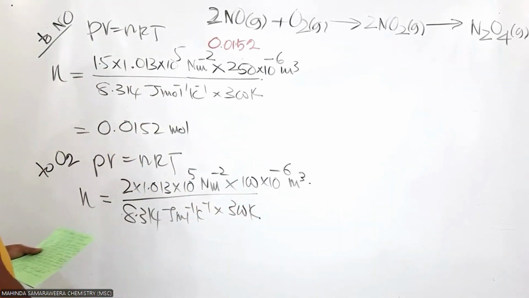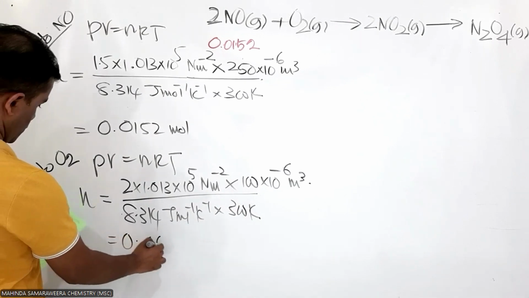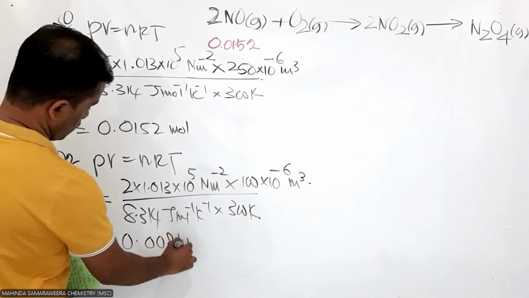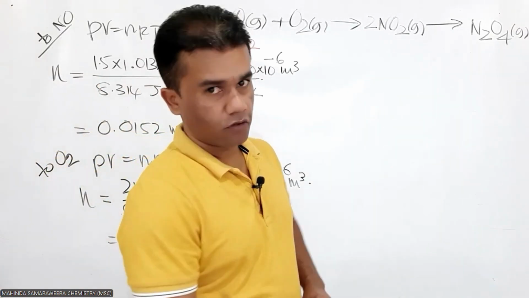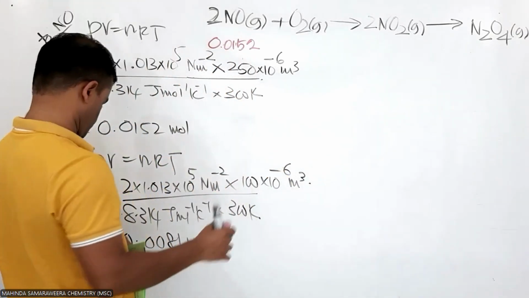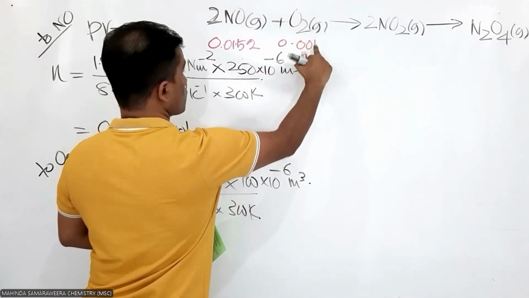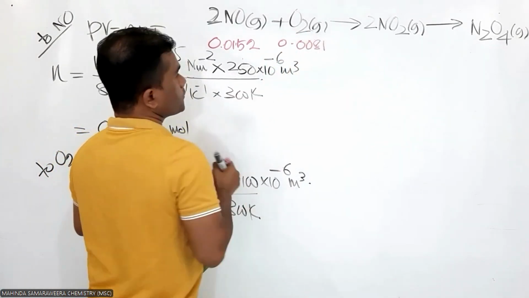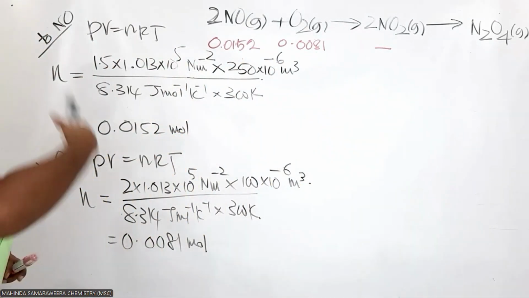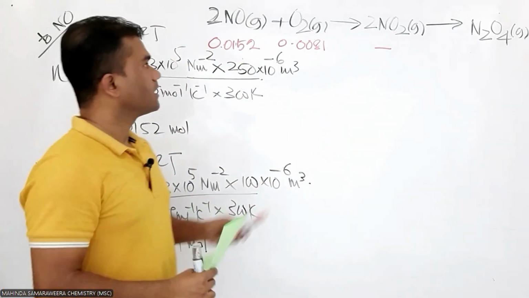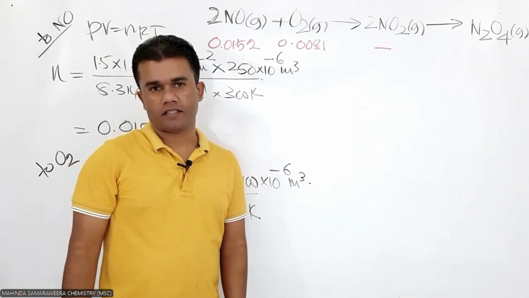Once you simplify this, you end up with 0.0081 mole. Let's take up to 4 decimal places. So that's the initial mole of oxygen gas available, 0.0081. We don't have NO2 initially. NO2 is not available initially, since that is a product. Now we have the initial moles of both reactants.